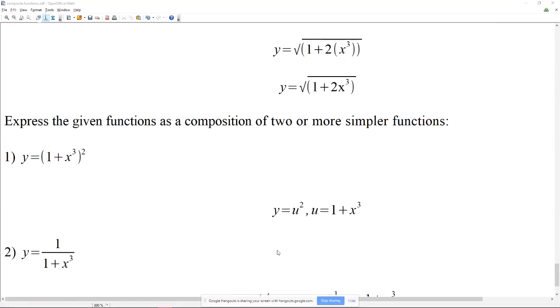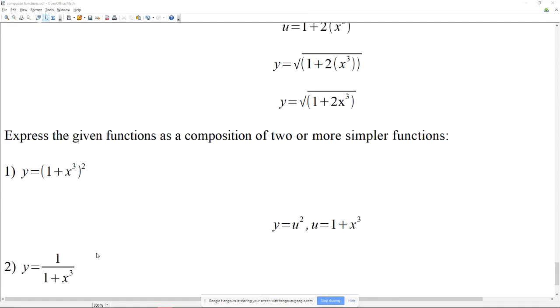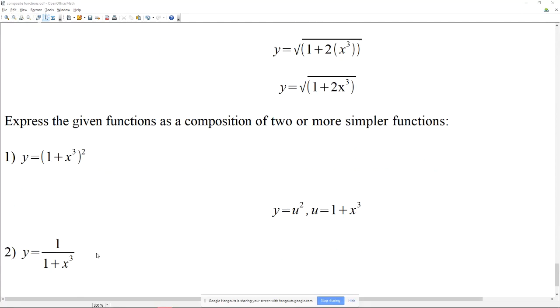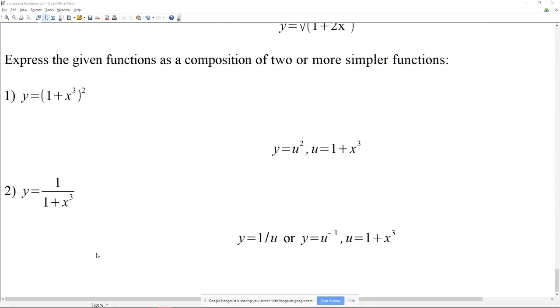So here's a good one right here. y equals 1 over 1 plus x to the cube. What is going to be my u value? What do I want to assign to u? 1 plus x cubed. Okay, and so y is going to be equal to what? 1 over u. And I can also write y equals 1 over u, or I can say y equals u raised to the negative 1, right? That's the way I do it.